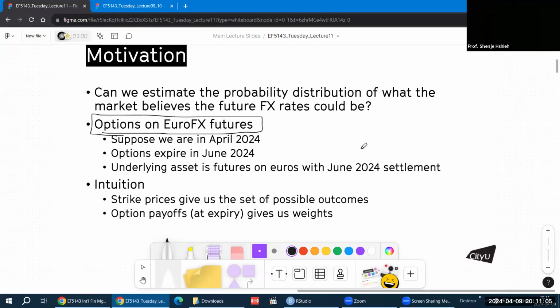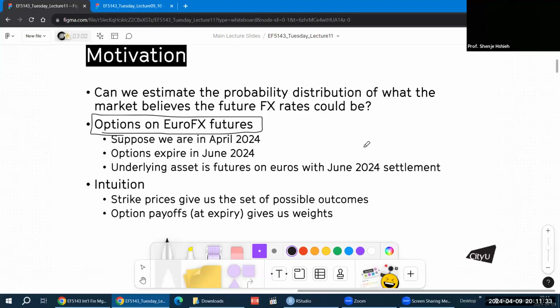So suppose we are in April and we want to look at options that expire in June. And these futures contracts also settle in June 2024. So we're thinking about people's beliefs of what the price of euros will be at the end of June. And we want to characterize the distribution of their beliefs, right?